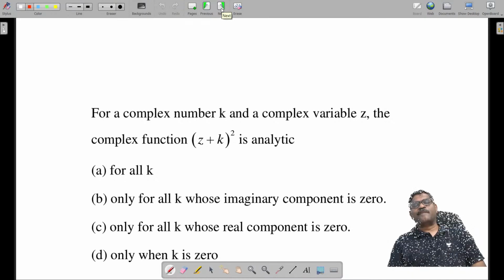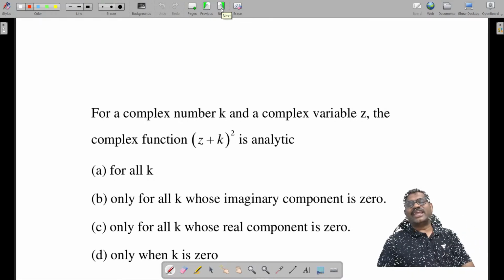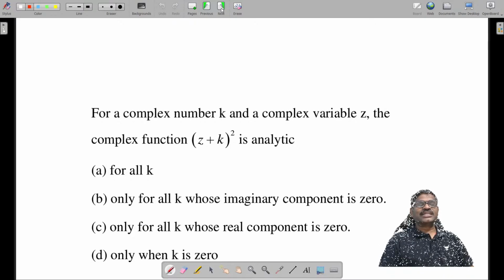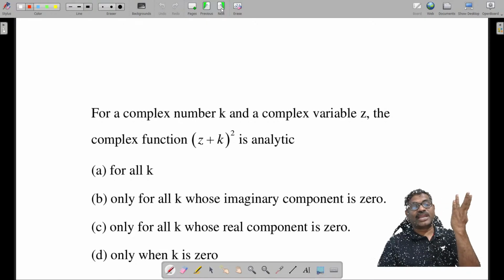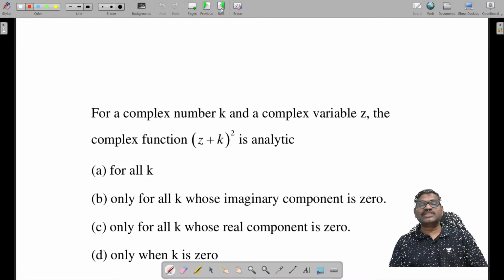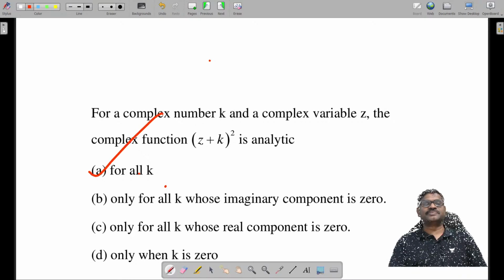Observe, the complex number k, a complex variable z, and the complex function z plus k whole square. Please observe: z square, z cube or z power 4, z power any positive integer, z plus k whole square or z plus k whole cube or z plus k power any positive integer is always analytic for all values of k. Analytic for all values of k is the correct option.